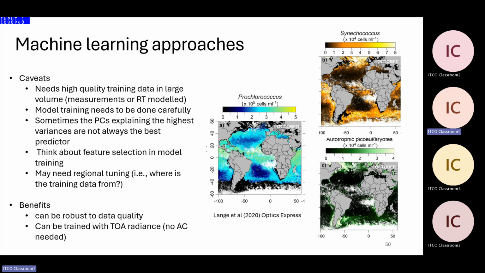Also, these things may need regional training or tuning, and don't necessarily work globally. But the good thing is they can be really robust. If you train a neural network to expect noise or some sort of weird thing in your data, they can be really robust. And what's really cool is if you use some sort of radiative transfer modeling, you can train your neural network or machine learning algorithm with top of atmosphere radiances. So you don't even need to do an atmospheric correction. You could just take calibrated top of atmosphere radiances from PACE and push them through to get your retrieval. People have shown that can be done as well. I think Suzanne Craig is working on that.